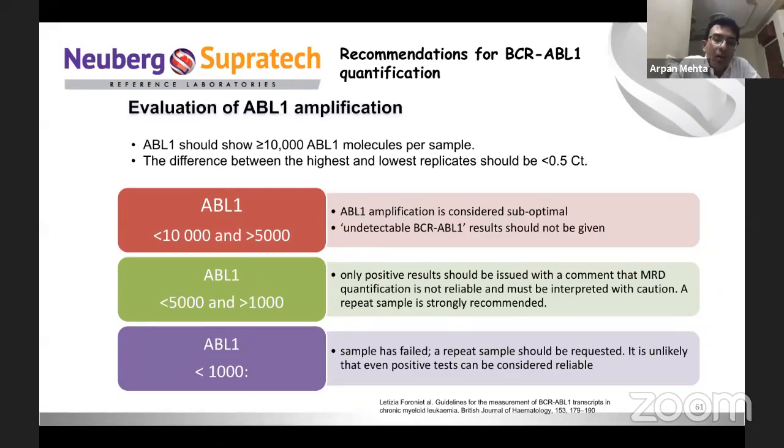And very rarely, ABL1 copies can come to less than 1,000. If it is a very stored sample or a traveled sample, then the sample is considered failed and a repeat sample should be requested, and it is unlikely that even a positive test can be considered reliable.